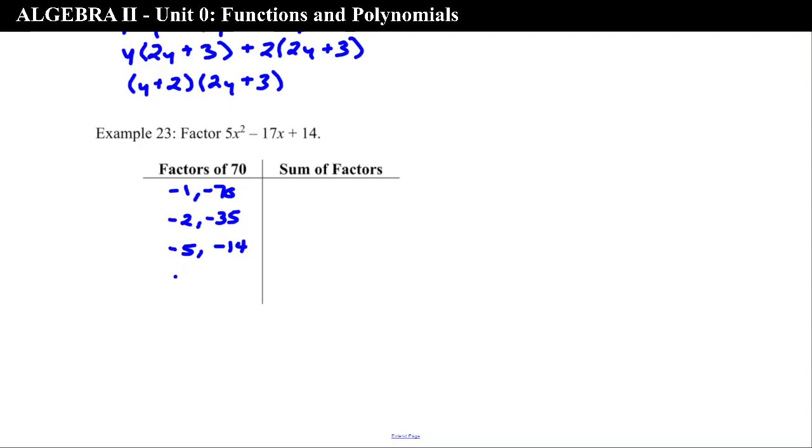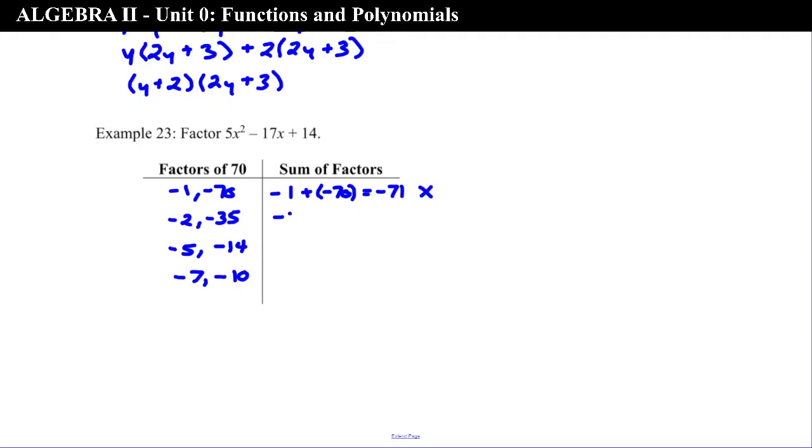And then we've got negative 7 and negative 10. Those are our factors. Okay? Now, let's do the sums. Negative 1 plus negative 70 gives us negative 71. Well, that's not negative 17, so that one's not going to work.